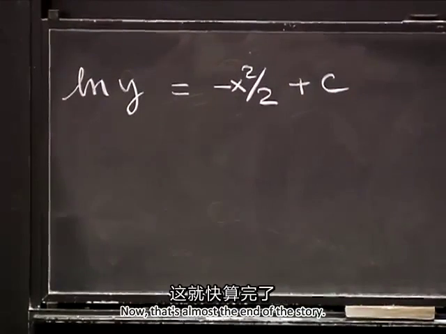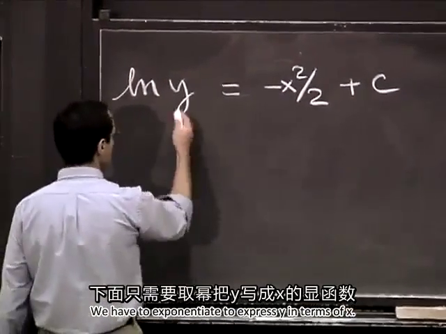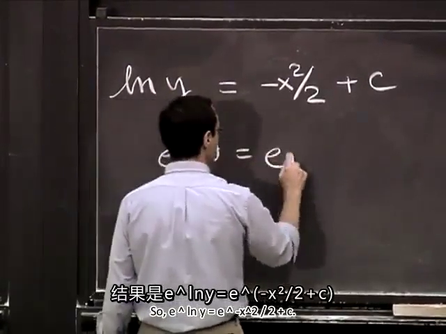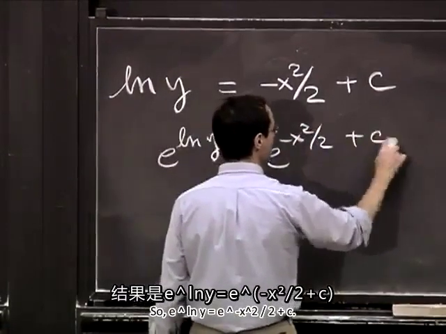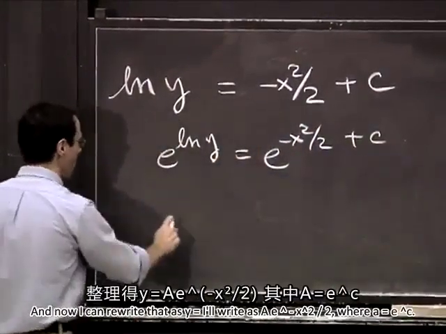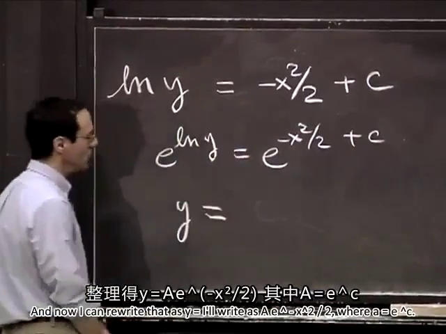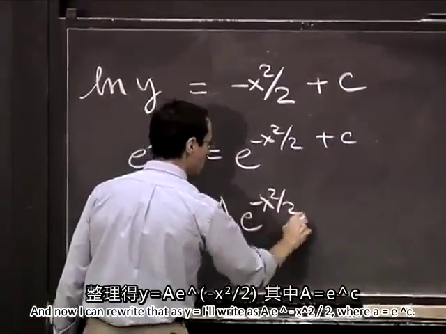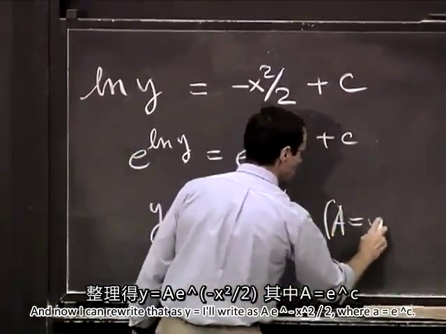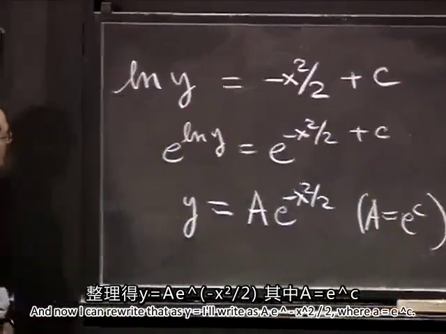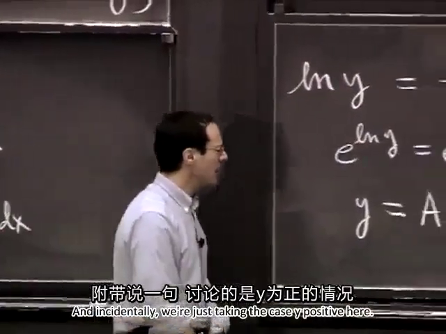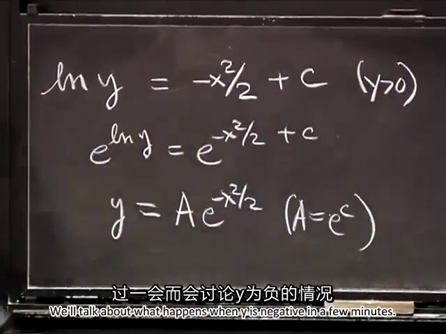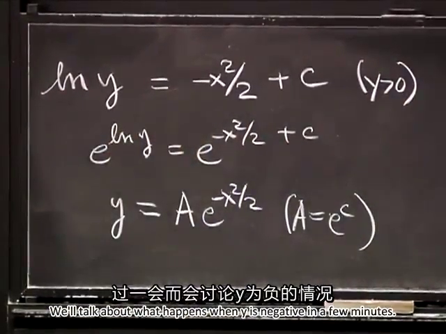All right, now that's almost the end of the story. We have to exponentiate to express y in terms of x. So e to the log y is equal to e to the minus x squared over 2 plus c. And now I can rewrite that as y is equal to, I'll write it as a e to the minus x squared over 2, where a is equal to e to the c. And incidentally, we're just taking the case y positive here. We'll talk about what happens when y is negative in a few minutes.